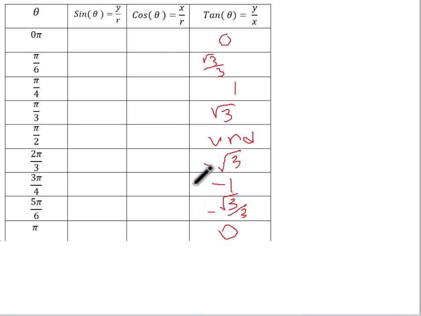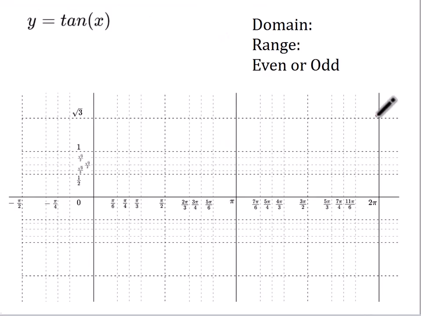So I'm going to take these numbers and graph them on my tangent graph. This time, I'm going to change colors again. When I graph, I'm starting at 0, 0, and at pi over 6, my value is square root 3 over 3, so it's a little bit less than square root 2 over 2. And then at pi over 4, we're at 1. At pi over 3, we're at square root of 3.